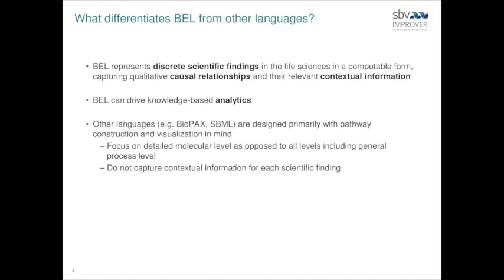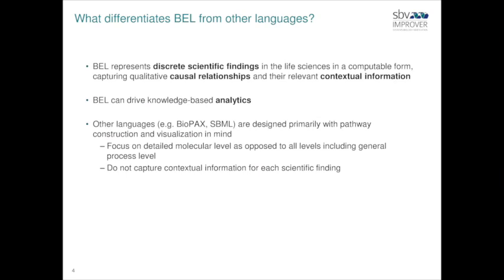And then another feature is that other languages, such as the BioPax and SBML languages, are primarily designed with pathway construction and visualization in mind. But at the same time, the focus is largely on very detailed molecular events, such as capturing different phosphorylation states of AKT1 and precisely what mediates those changes. And this is really opposed to the multi-level pathways that can be captured within the BEL language that include up to the general process level. And so we'll see a few examples of how this translates to the language in the following few slides.